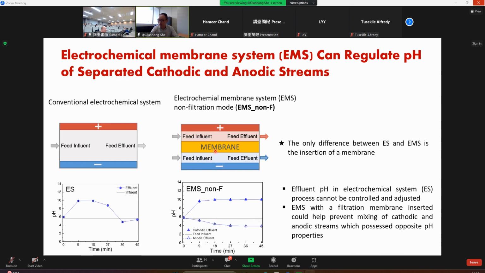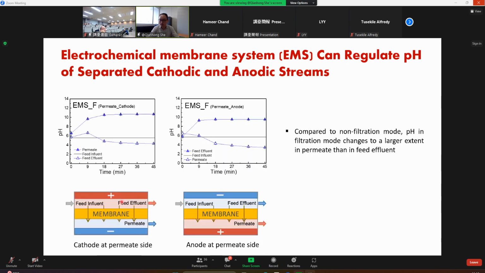So in this case, we tested the electrochemical membrane system. We insert a filtration membrane here, and we can see that in the anodic stream or cathodic stream, there's a change of the pH. On the cathode side, the pH is elevated above 10, and on the anode side, the pH is decreased to below 4 or even lower, depending on the operating conditions.